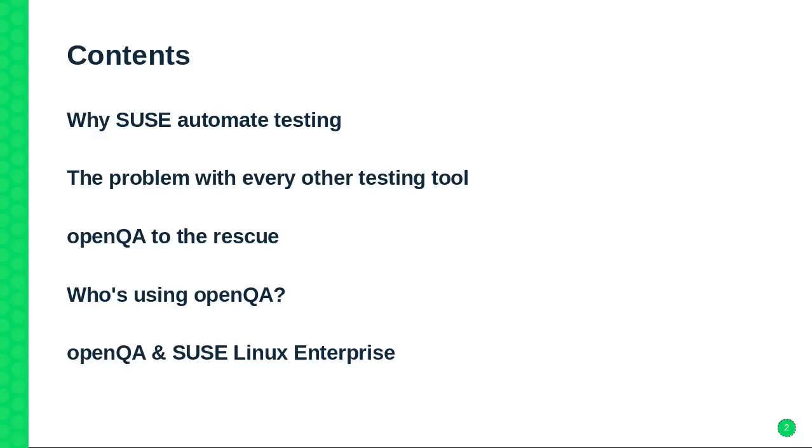So the contents for this session is, to start with, why SUSE automates testing. What are the broader impacts in the communities and the projects we're dealing with, and how that then impacts the products we're working with. How we looked at lots of other testing tools, the ones you might be already using in your environments, and the issues we have when we're dealing with SUSE's products and those testing tools. How openQA solves most, if not all, of those problems for us. Then talking about who's using it, and then eventually how we're using it specifically for testing SUSE Linux Enterprise.